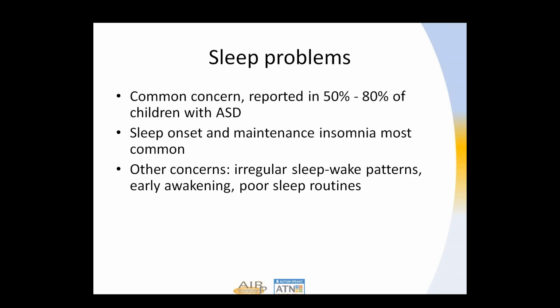So let's move from GI problems and move on to sleep problems and discuss those. This is another very common concern. Next to GI problems, GI and sleep are the two most common concerns of families attending our ATN AARC sites. And it's been reported in 50% to 80% of children with autism in a variety of studies. And we've seen it in over 50% who come to our ATN sites.